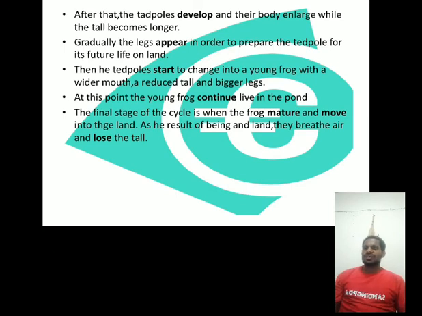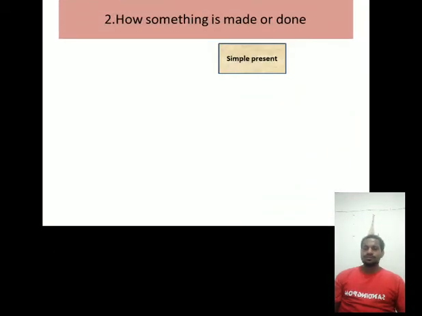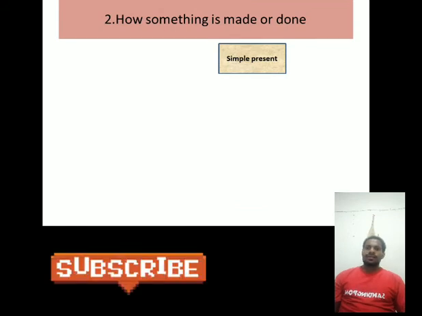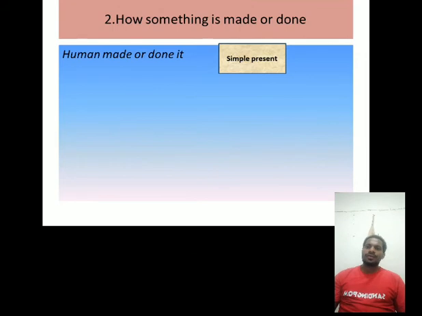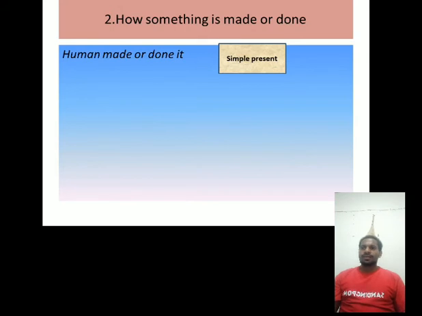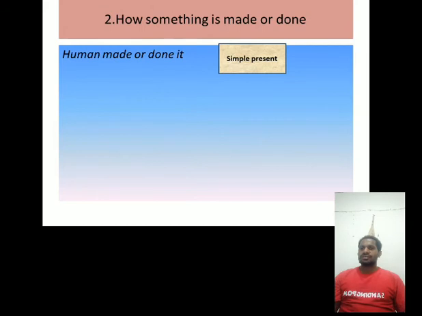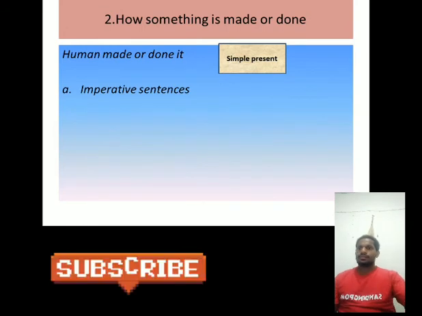They breathe air and lose the tail. Number two, how something is made or done. So in part two, how something is made or done, we use it to describe how humans make or do something. In this, we can use the simple present.